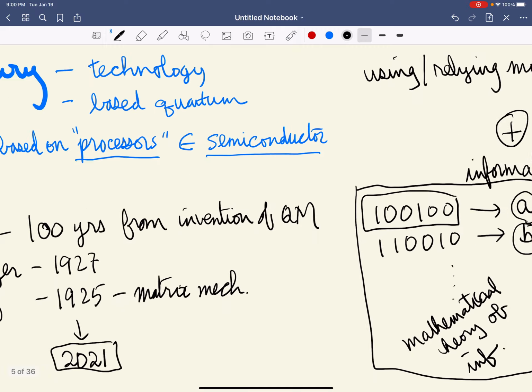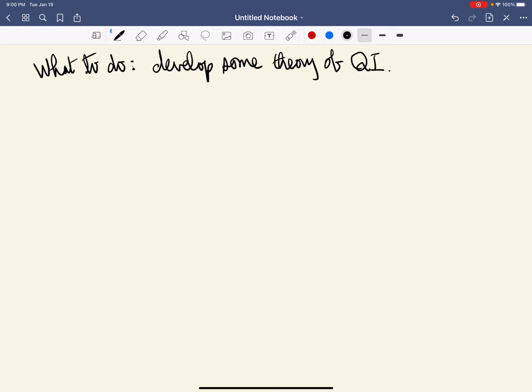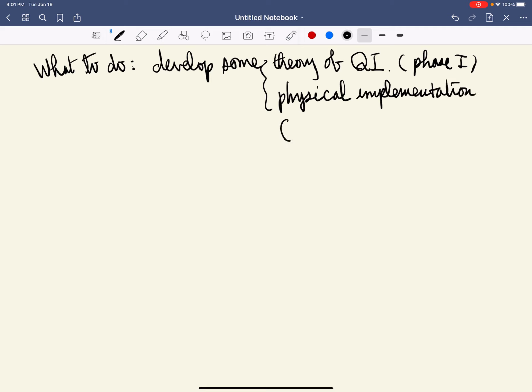So that means what we have to do now. Sorry, I keep switching back and forth. So what we have to do is to develop some theory of quantum information. Okay, that will be the first phase of the work that we have to do, and then the second phase is to do some physical implementation. And that's essentially equivalent to building a quantum computer.